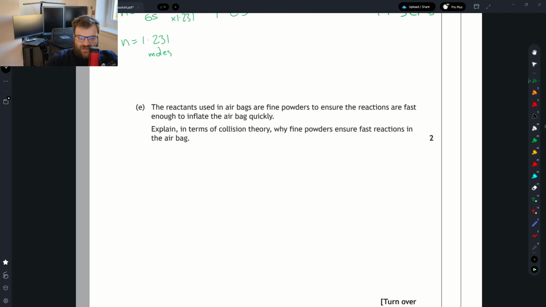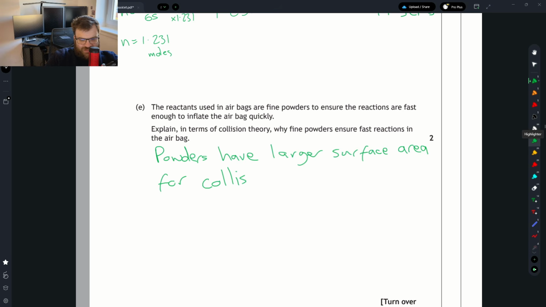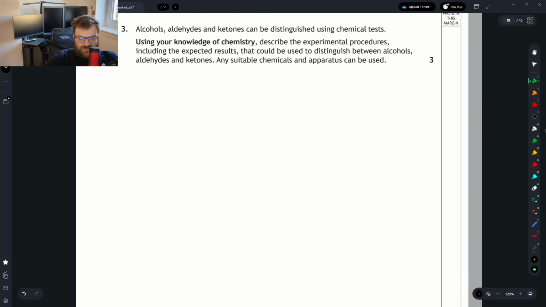Moving on, talking about collisions and why fine powders ensure fast reactions in the airbag. When you break up a lump into powder, you increase the surface area for the collisions to occur on. More collisions, higher chance of successful collisions. That would be that one onwards.